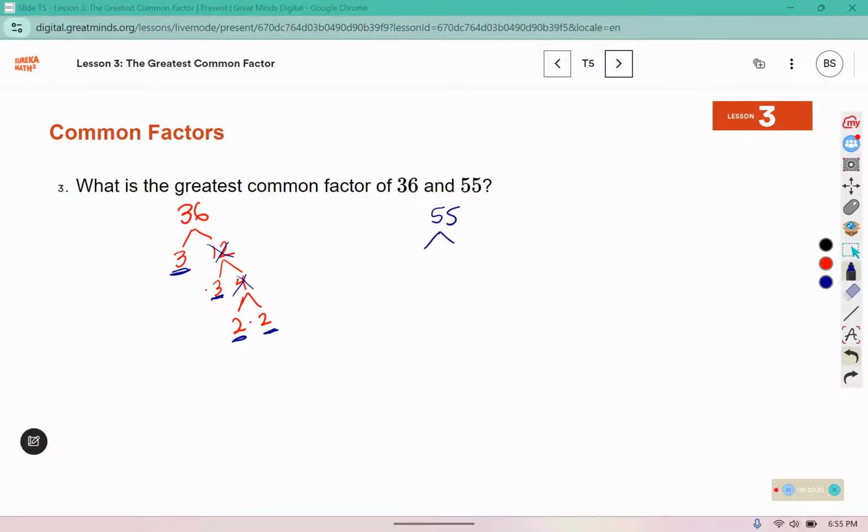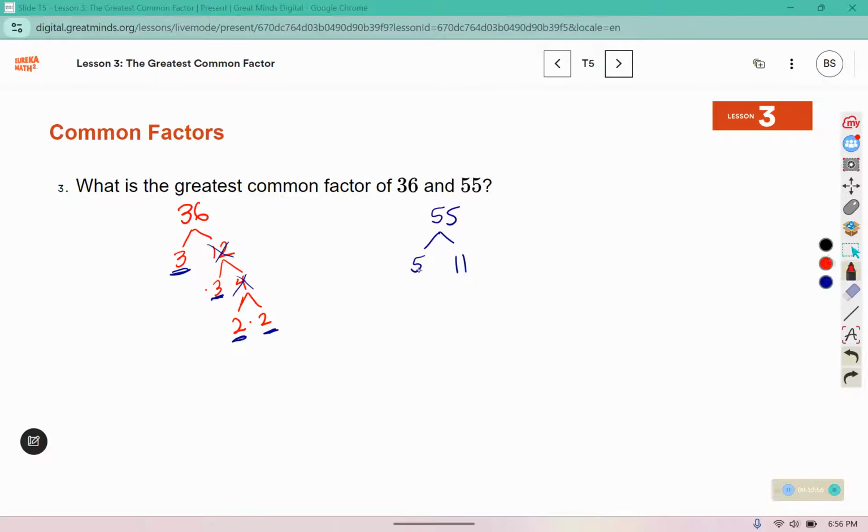55. Well, I know it's a multiple of 5 because it ends in a 5. And 5 times 11 makes 55. Are there two whole numbers I could multiply together to get 5? No. How about 11? No, 11 is also prime.